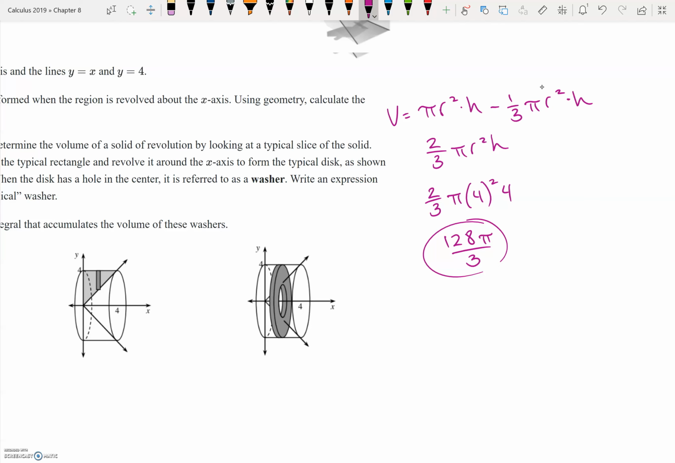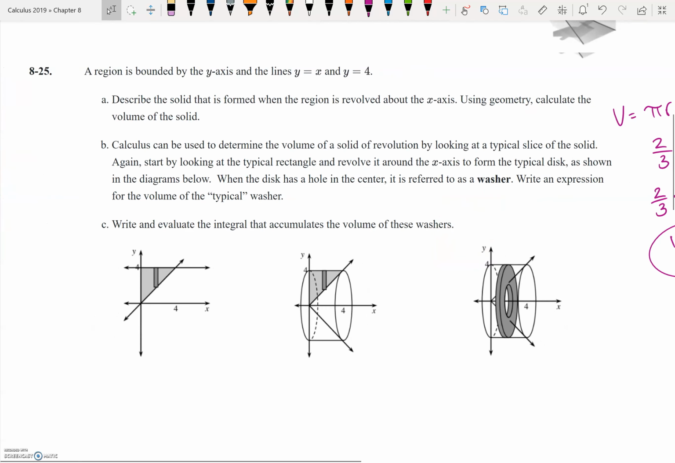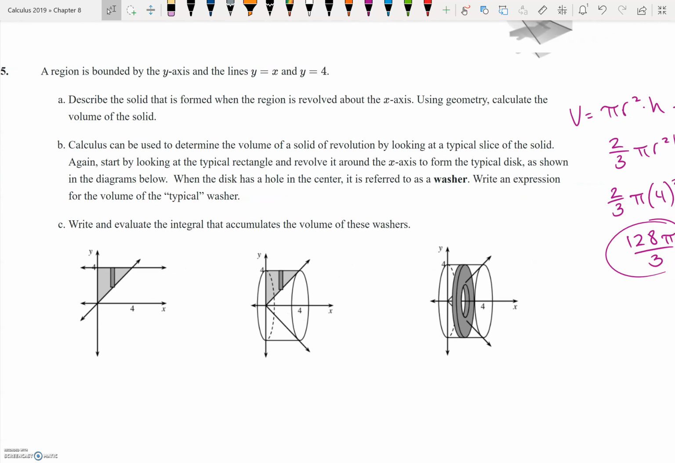However, we're going to do this using calculus, right? So in calculus, we're going to determine the volume of the solid by looking at a typical slice. Now, if we look at the previous one, when we took the slice of the figure, we ended up getting discs. But this one has a hole in the middle, and that's why it's called a washer. It resembles the shape that you would take a nut and a bolt, and you would put the washer in between them. A washer just looks like a disc with a hole in it.